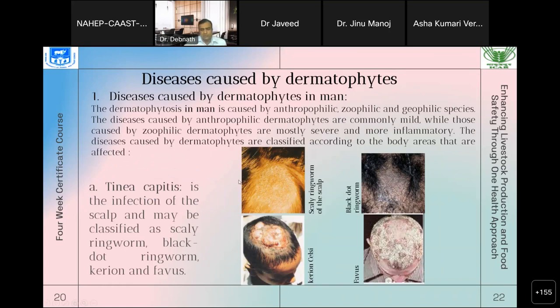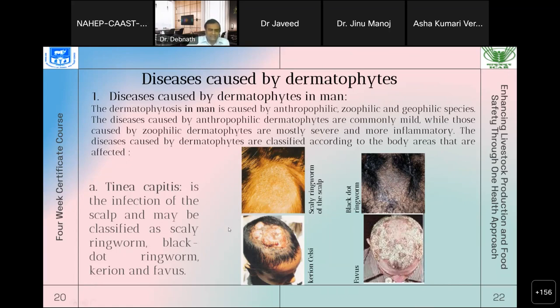Starting with the diseases they produce in man, it is important to say that all kinds of dermatophytes, whether zoophilic, geophilic or anthropophilic, can produce infection in man. But the severity of the infection varies. It is very important from a zoonotic point of view, because zoophilic dermatophytes, which generally produce few symptoms in animals, produce a huge infection in humans, with a severe inflammatory reaction.